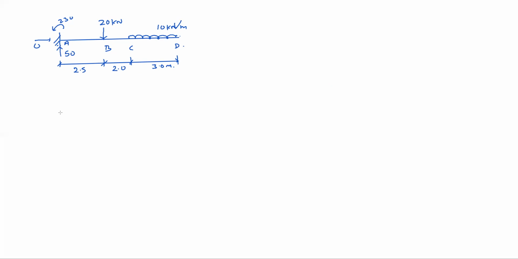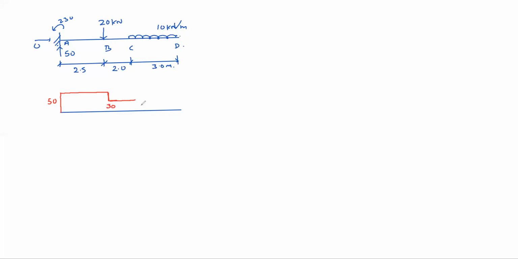So directly I'm plotting here. You can observe that plotting this one is very easy. A 50 upward reaction is there, so draw a 50 line here. In between A and B, nothing is there, so obviously there is no possibility of change of shear force. So 50 continues up to B. Then a 20 downward arrow is there, so drop 20 here. That means the remaining 30 will be there, and 30 remains the same from B to C.